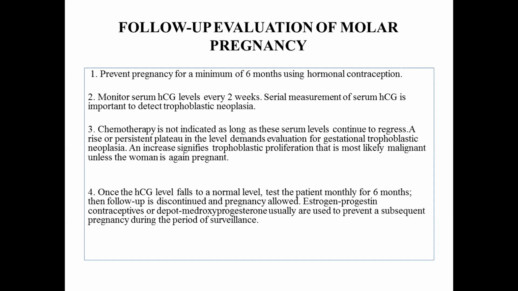So mark this point: pregnancy is allowed after normalization of beta HCG for an additional 6 months. Then pregnancy is allowed, and estrogen-progestin contraceptive or Depot MPA usually are used to prevent a subsequent pregnancy during the period of surveillance.